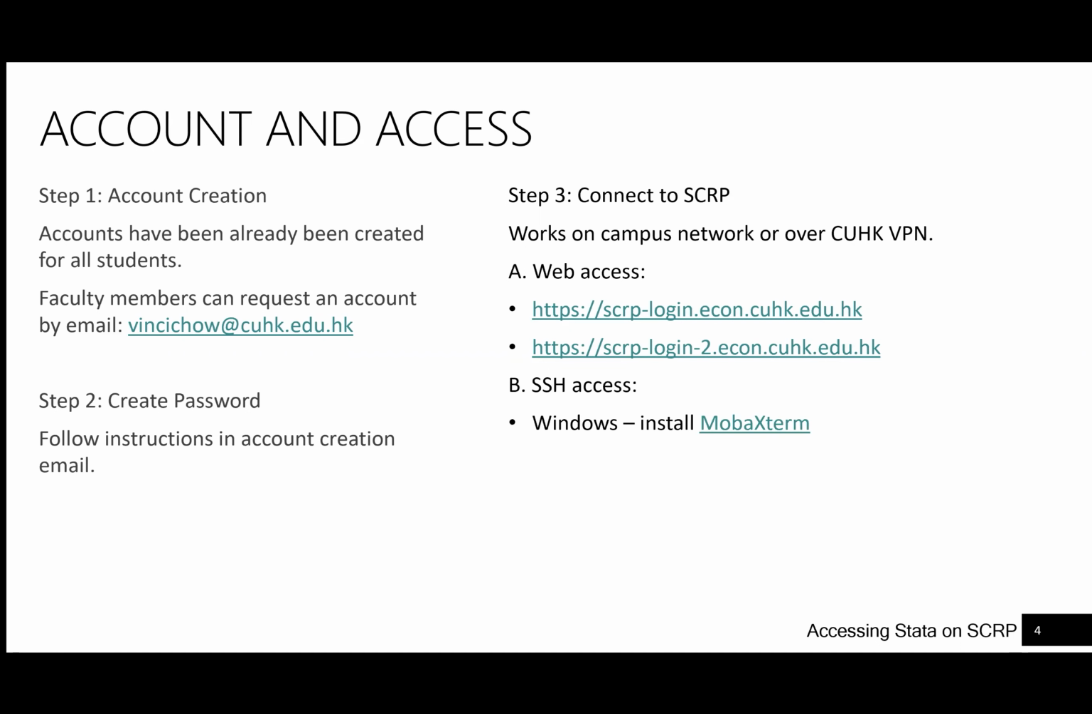Second, you could use SSH access. On Windows, we would recommend using MobaXterm. We find it the most convenient, with everything in one package. And if you don't like it, then you can use a combination of, say, PuTTY, WinSCP, and VcXsrv. So there are other alternatives, but we just find MobaXterm the most convenient.